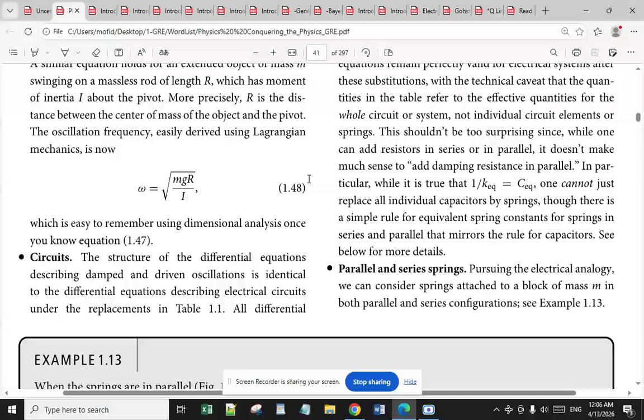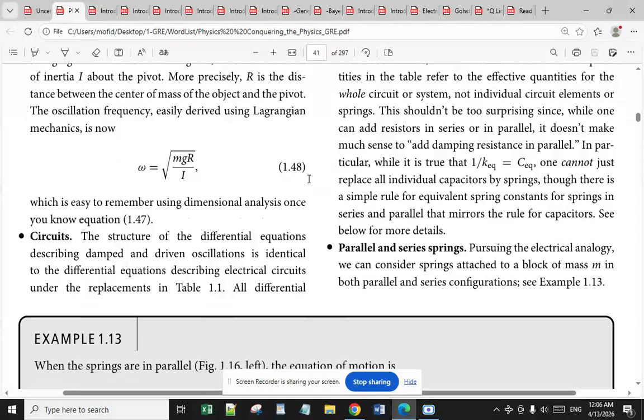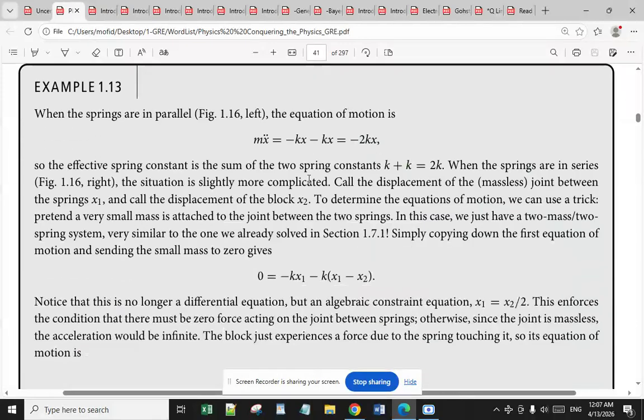Now I want to go through another example, parallel and series springs. Pursuing the electrical analogy, we can consider springs attached to a block of mass M in both parallel and series configurations. See example 1.30. Now I'm going to go through example 1.30.